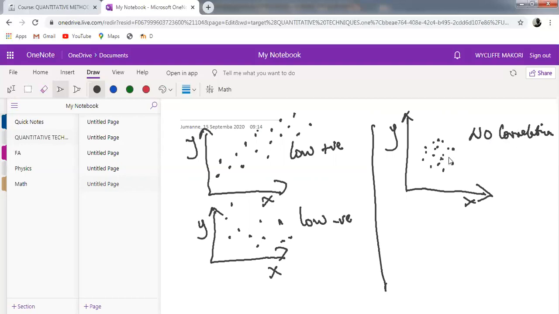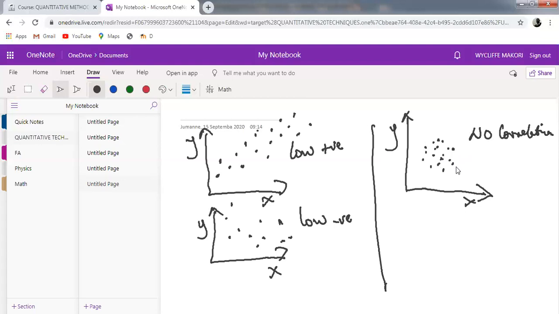So you need to note that correlation can either be perfect positive or perfect negative when they are actually forming a straight line. Then they can be high positive or high negative when they are almost forming a straight line, and low positive and low negative when they are far from forming a straight line. No correlation simply means the points form like a circle or a square. You cannot tell whether these points are sloping like that or sloping like this.